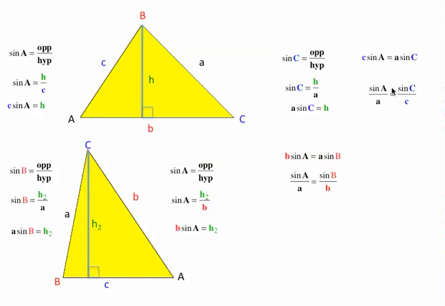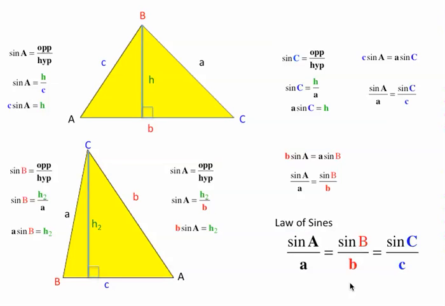Okay, very similar to what we have up here. In fact, sine of A over A is the same in both. Up here it's equal to sine C over side C. Here it's equal to sine of B over side B. Well, if both of these are true, then we can equate all three of them. We can say sine of A over A is equal to sine of B over side B is equal to sine of C over side C. And this is the law of sines.